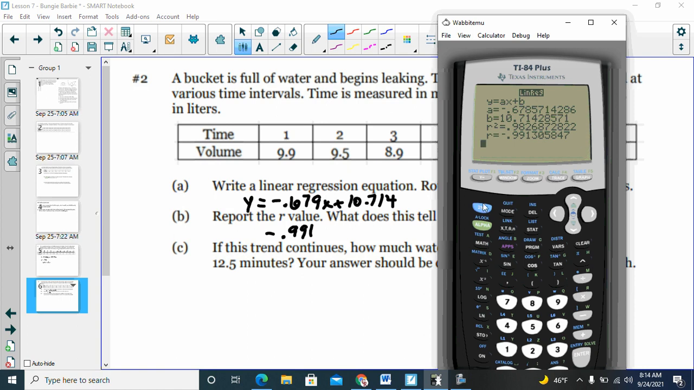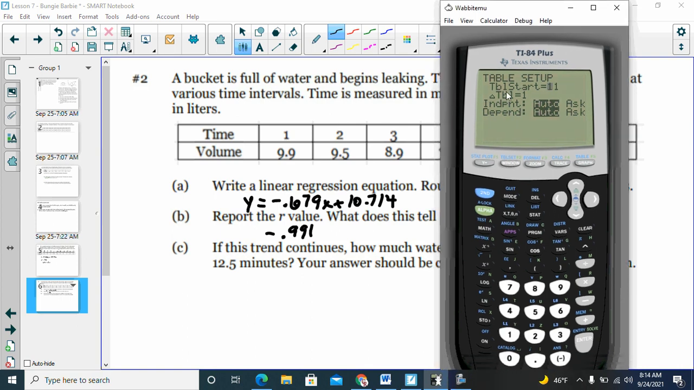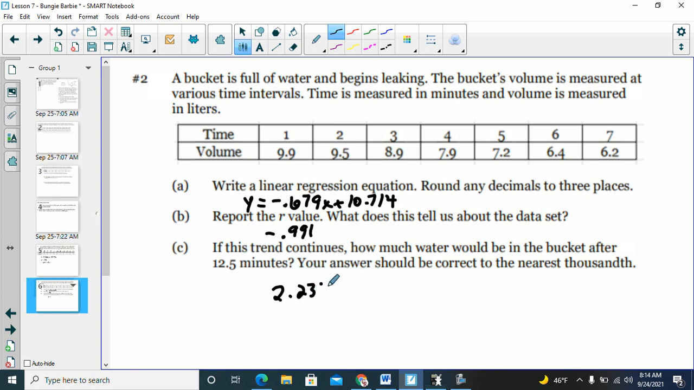Or again, you can look at your table, and again, we go to second table. Notice 12.5 is not on my table. It gives me 12 and 13, but doesn't give me 12.5. So again, you want to set up your table. Table set, second window. I'm just going to start it at 12.5. That would work. Or you could change your delta table to 0.5, and then it'd give you 11, 11.5, 12, 12.5, and so on. I'm just going to start mine at 12.5. And now when we look at our table, looks like it has 2.232. Make sure you include units on there. Volume, our Y value is measured in liters.